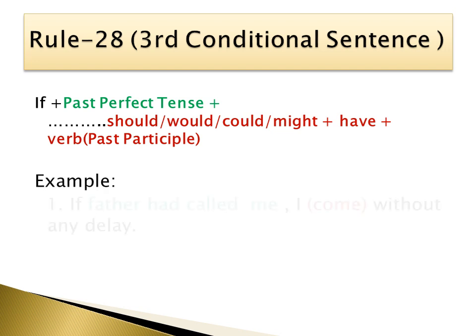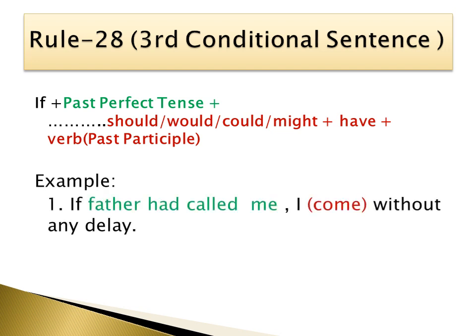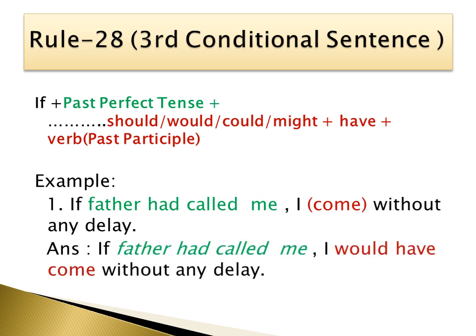So let us see the example. If father had called me, I come without any delay. Here, father had called me. The dependent clause or if clause is in past perfect tense, had called. So in the principal clause, we have to change the verb like this: would have come or could have come. So let us see the answer. If father had called me, I would have come without any delay.